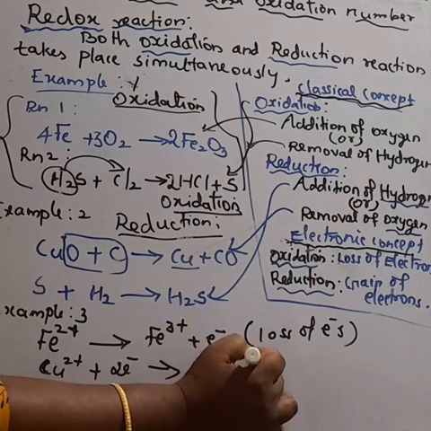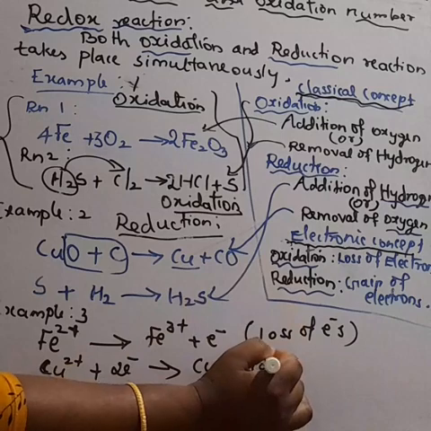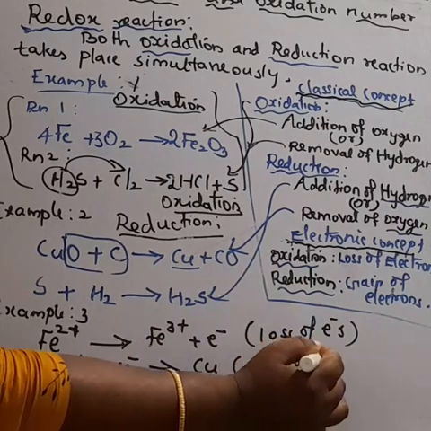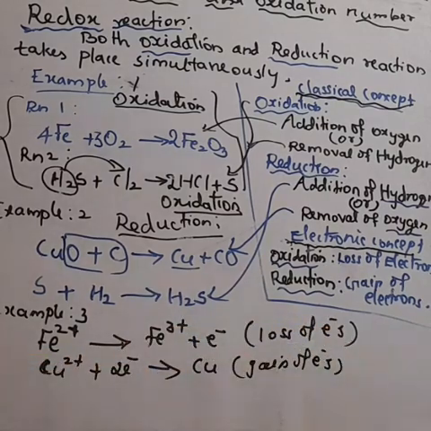A reduction. What do you mean by reduction according to the electronic concept? Gain of electrons is called reduction. Understood? So redox reactions can be better explained by using oxidation number. Another topic we are going to study is oxidation number.